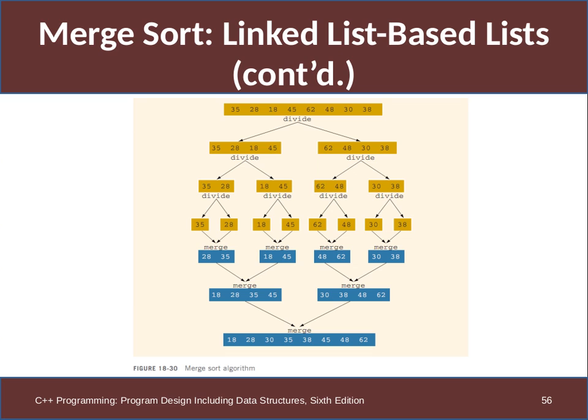So on the left, you notice you have the 35 and the 28. When you merge that, 28 goes first, then 35. 18, 45, you're good. 62, 48, 48 goes first. 30, 38, that goes first. Now, they take these 2 lists and they merge them together.